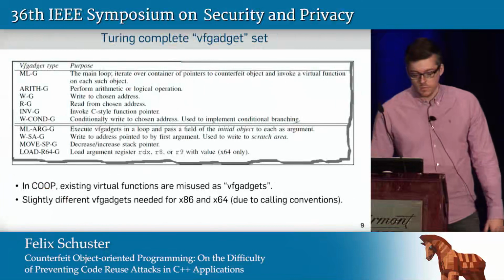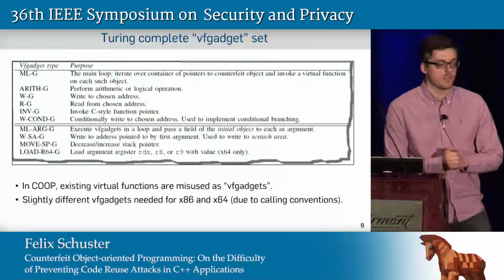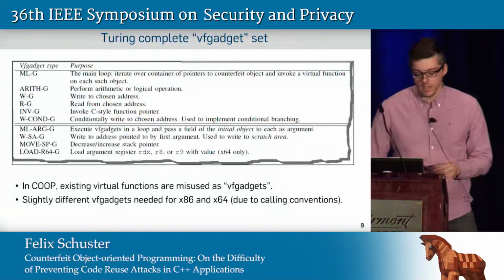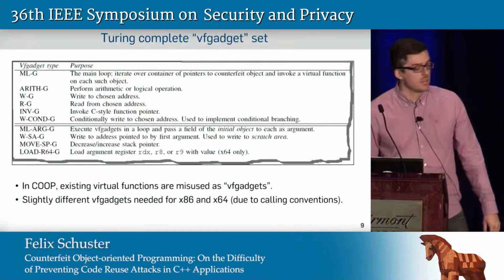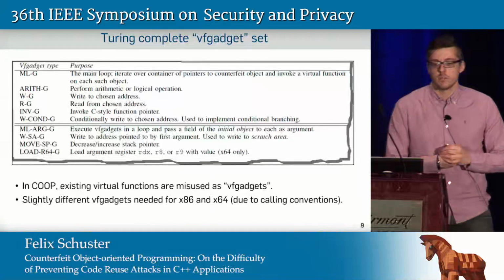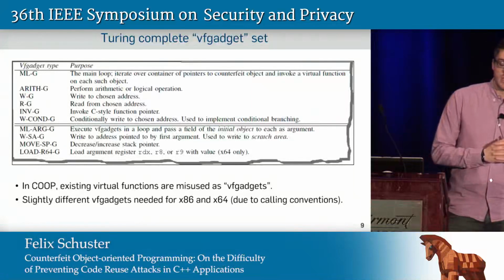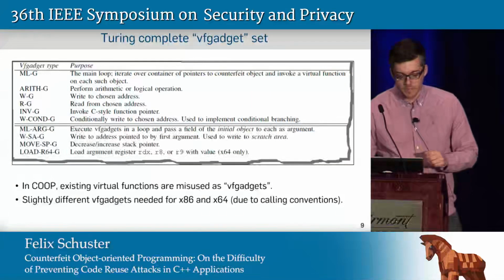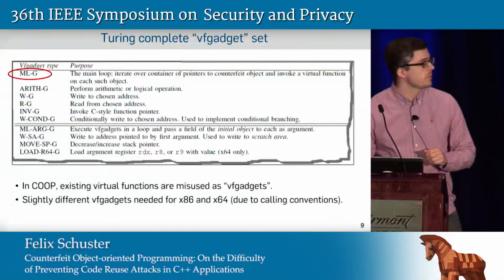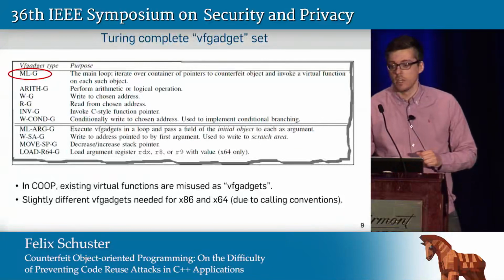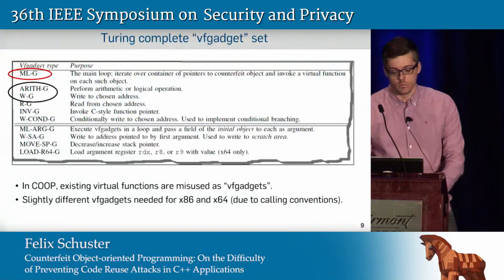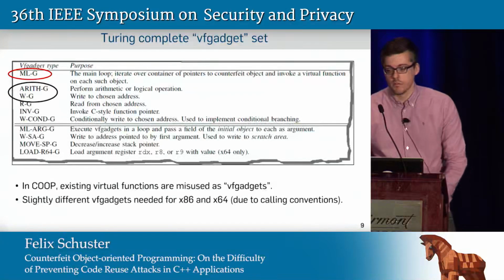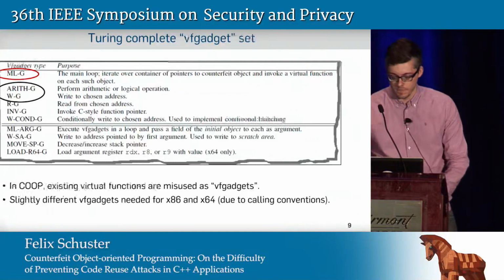We figured that we would need virtual functions of different types in order to provide the attacker with Turing-complete semantics and some extra semantics. And these are essentially all the different types you need in order to create a meaningful attack on x86, 32-bit and 64-bit. I'm not going to explain all of them, but I'm going to explain the main loop gadget, which is the most important one, and 2 simple ones. Okay, and we refer to these virtual functions that we use in the COOP attack as VF gadgets.